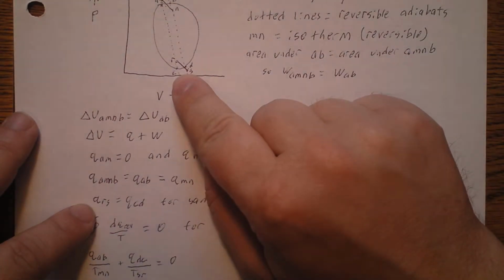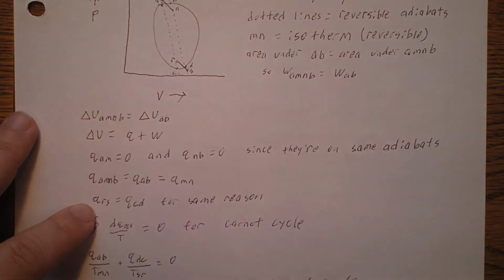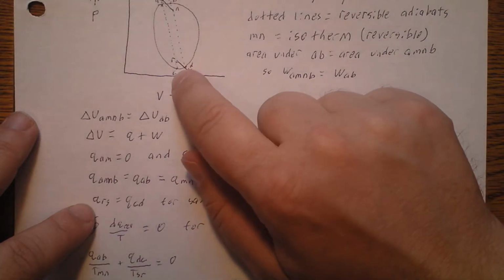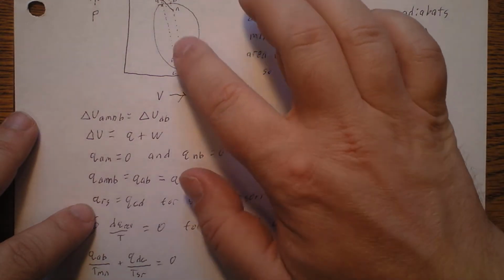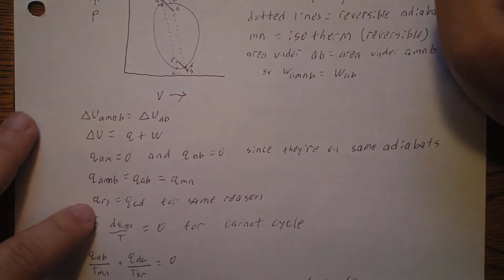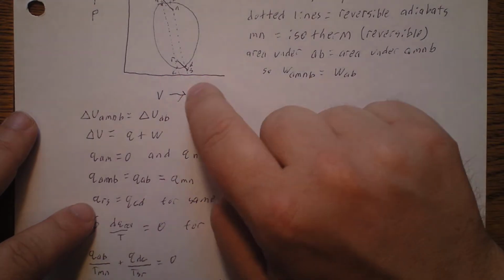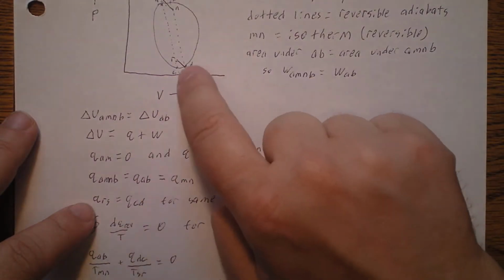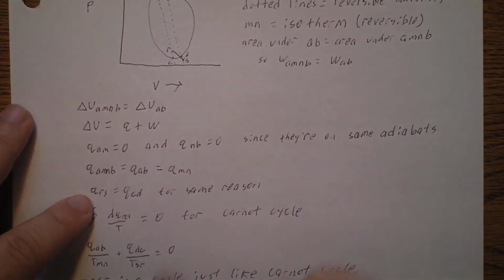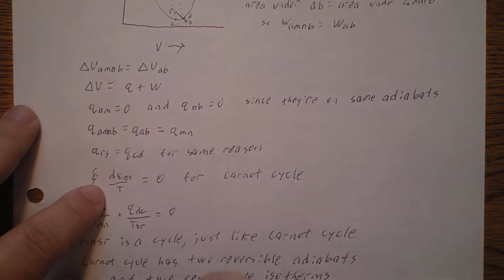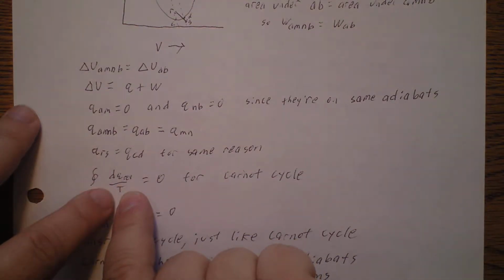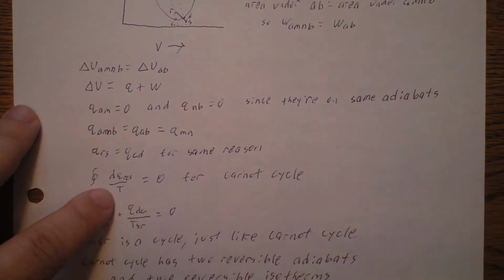Now, the same thing at the bottom of the cycle. We've got points C and D on our arbitrary cycle, and we've got R and S such that they're both on those adiabats again. So we're going to say that the Q for RS is equal to Q for CD for the same reasons above. We don't have to duplicate it. Now remember, the cyclic integral for dq reversible over T is equal to 0 for a Carnot cycle.